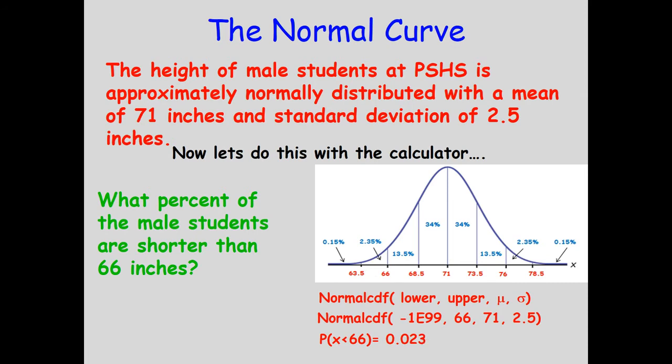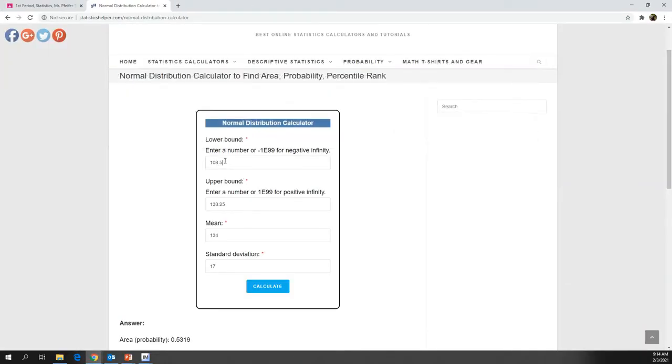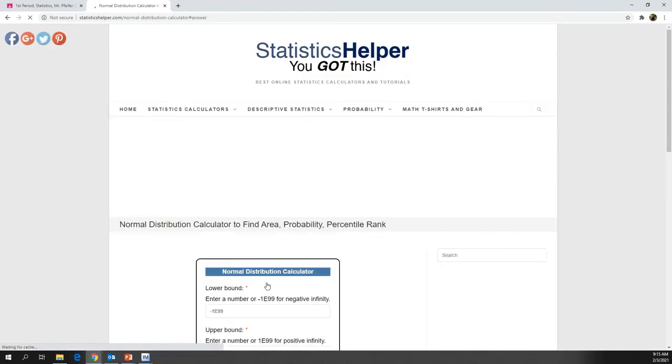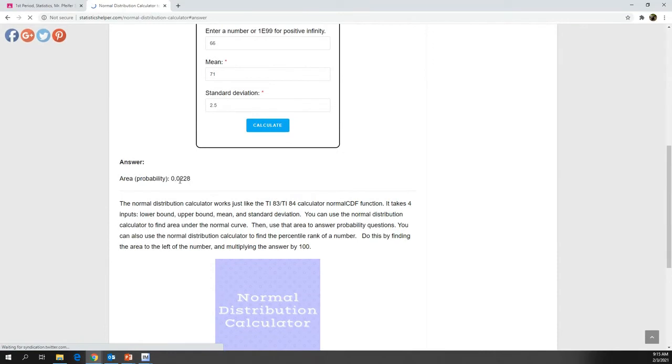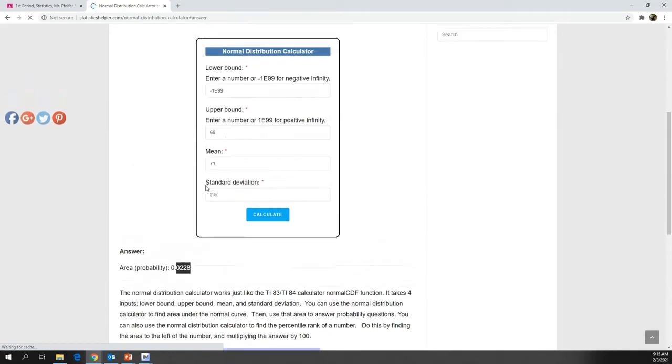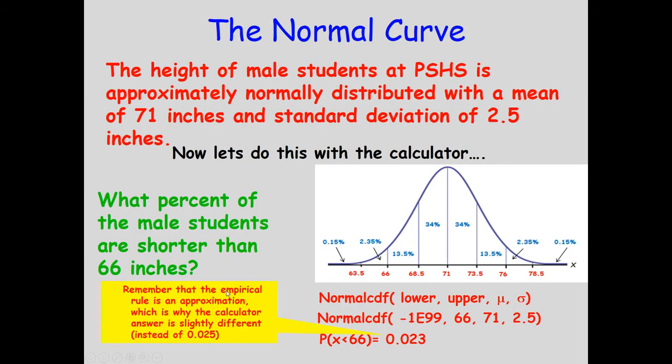And if you use that online calculator that I just showed you, hopefully it should work here the same. So it says enter a number or -E99 for negative infinity, so -1 E99, and then enter the upper bound, which was 66, mean 71, standard deviation 2.5, and then hopefully we can hit the calculate button and get our answer. And there it is. This just shows you that if you don't have a TI calculator at home, there are options. The internet has stuff for you.